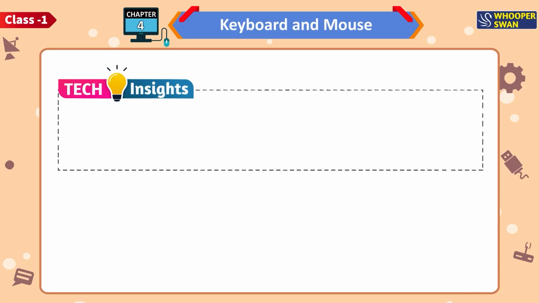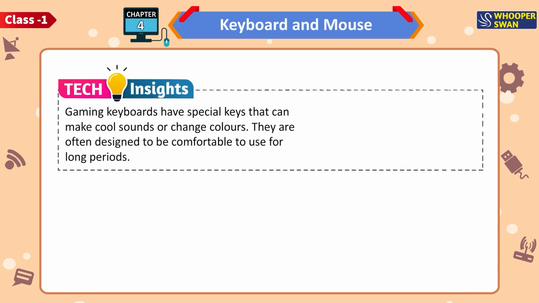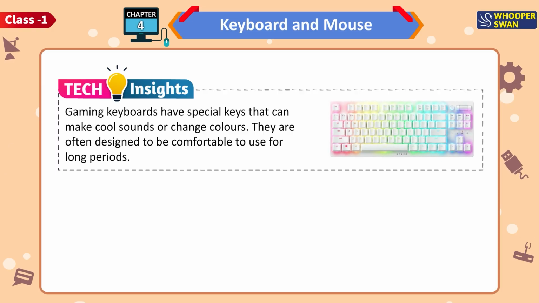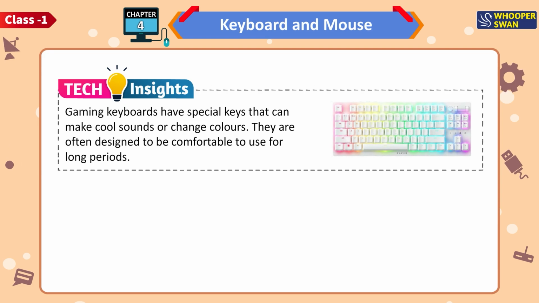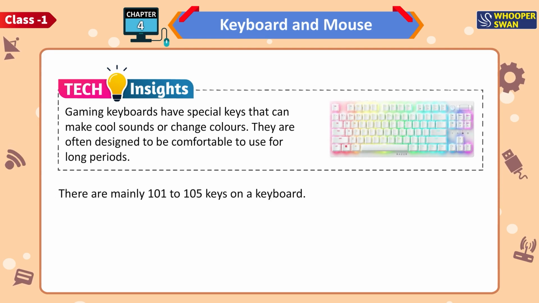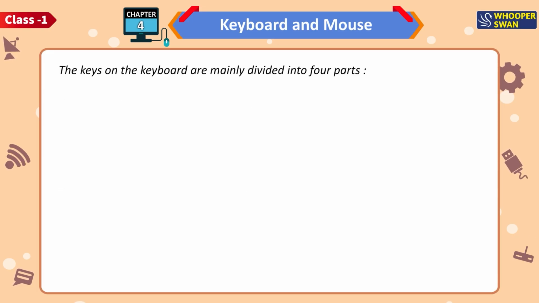Tech Insights. Gaming keyboards have special keys that can make cool sounds or change colors. They are often designed to be comfortable to use for long periods. There are mainly 101 to 105 keys on a keyboard. The keys on the keyboard are mainly divided into 4 parts.